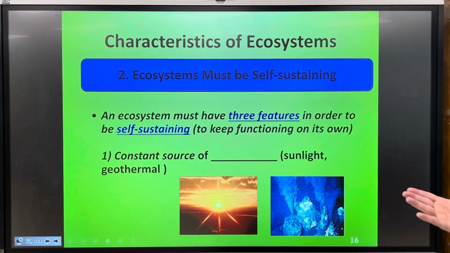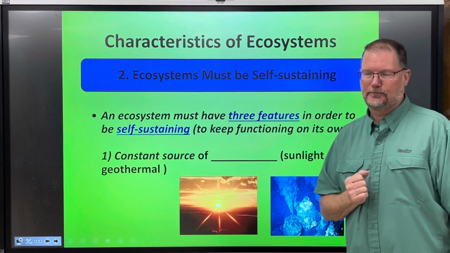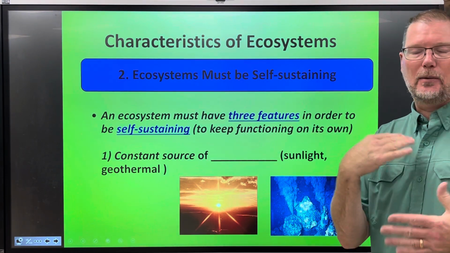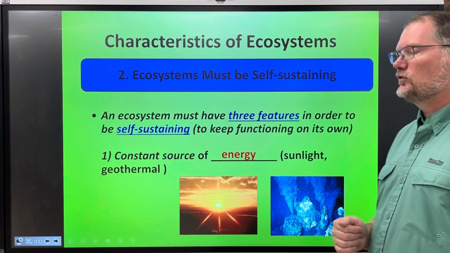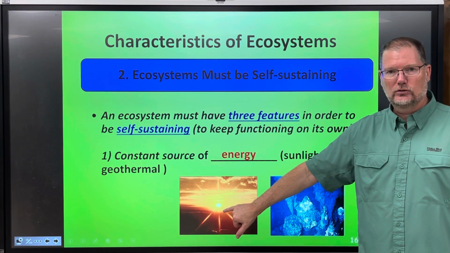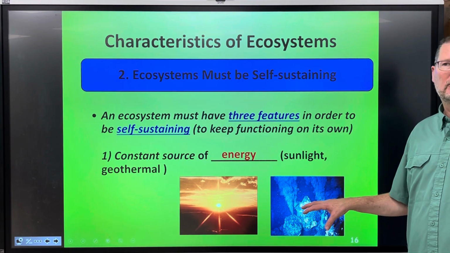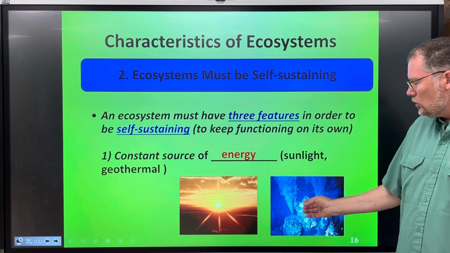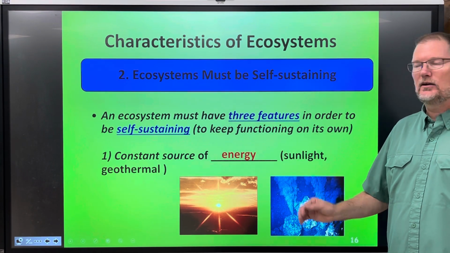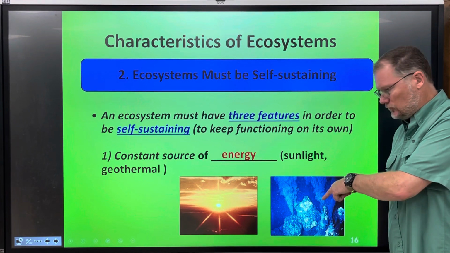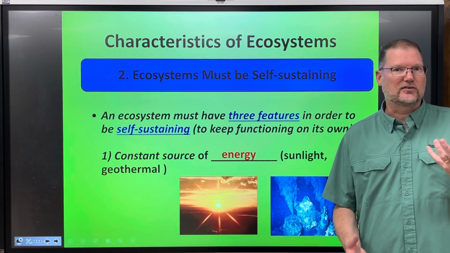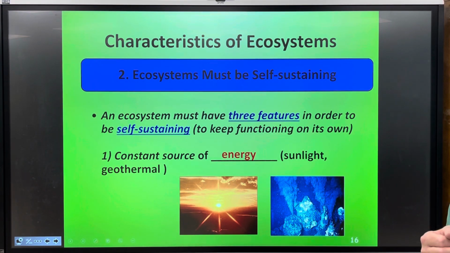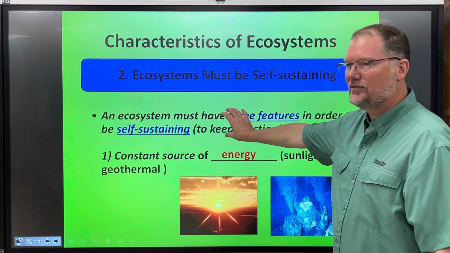Okay, number 2, an ecosystem must be self-sustaining. So there are 3 features in order to be self-sustaining. Self-sustaining means being able to function on its own. And the first one is a constant source of energy, either solar, okay, sunlight, or geothermal, like at a hydrothermal vent, down deep in the ocean, where high temperature water is coming out of the ground and it's mineralized. All that dark stuff that looks like dirt, it's just dissolved minerals. And that's the basis of the food chain down there. But it's energy. Has to be a constant supply of energy. You cut off the energy source and you're no longer self-sustaining.